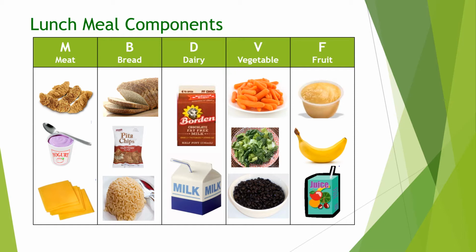Under the fruit component column, the items pictured are applesauce, banana, and juice. Other items that fall under the fruit component beside fresh fruit, canned or frozen fruit, and juice include craisins and frozen juice cups.